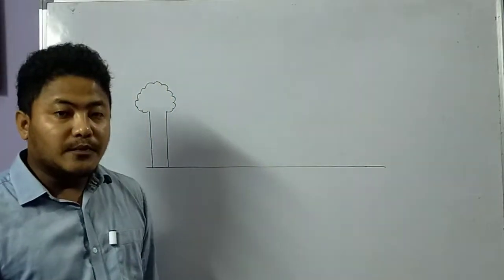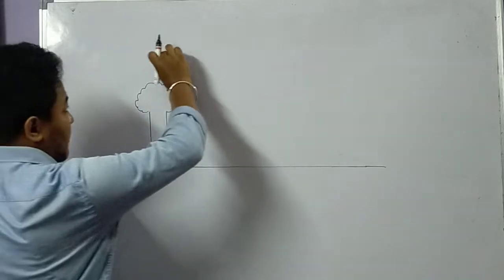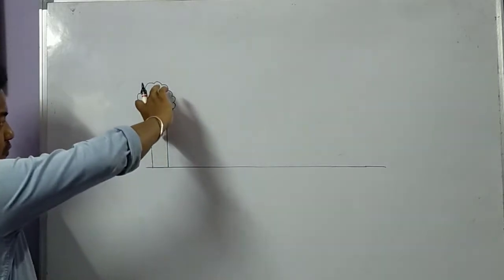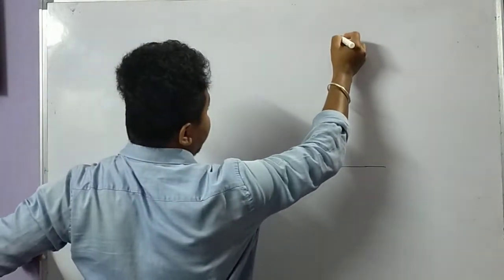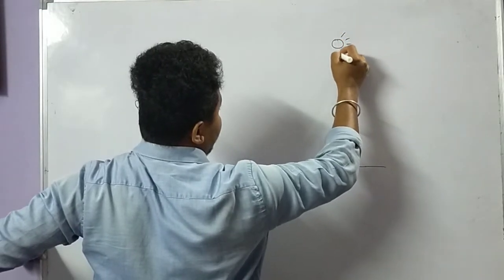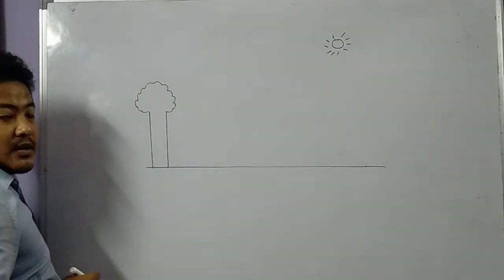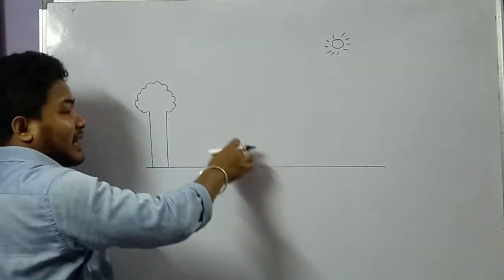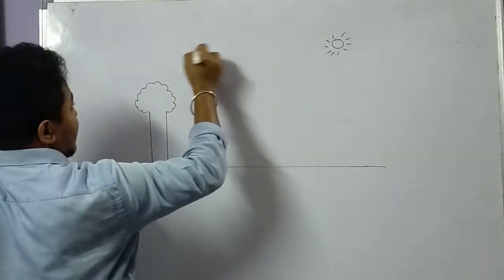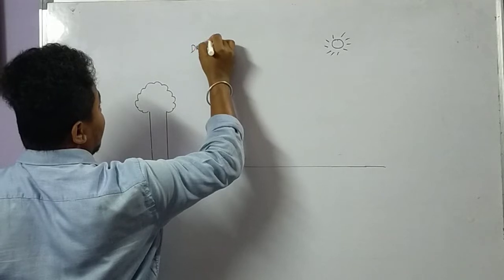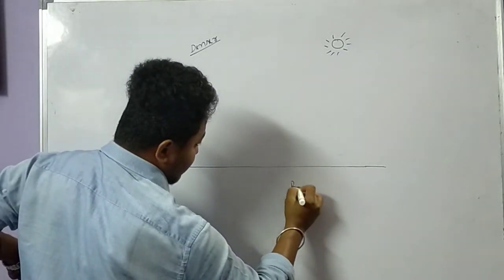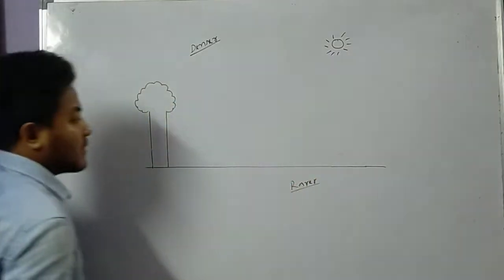Because the bottom layer is warmer and the top layer is comparatively cooler, the top layer will be the denser medium, and the bottom layer of the desert will be the rarer medium. Now suppose it is the tree I have considered, and this is the sun, from where the ray of light will fall on the tree. Once the ray of light falls on the tree, it will reflect, and it will enter from the denser medium to the rarer medium. So the top layer will be denser medium, and the bottom layer will be rarer medium. We have discussed why.